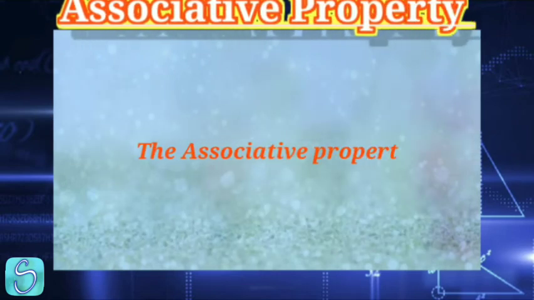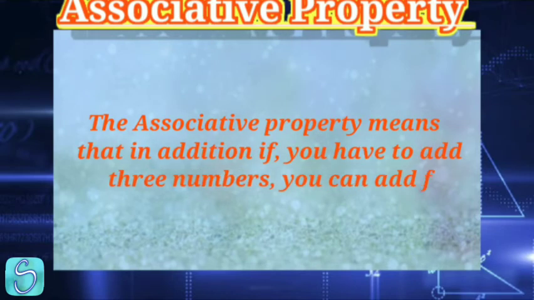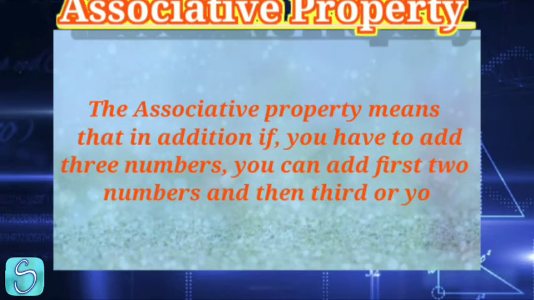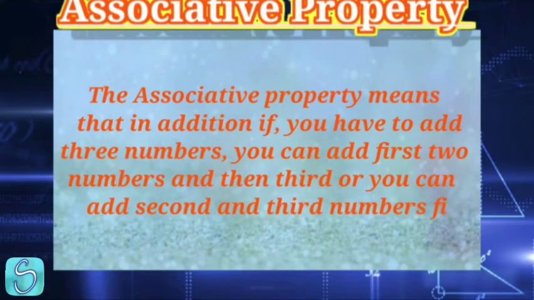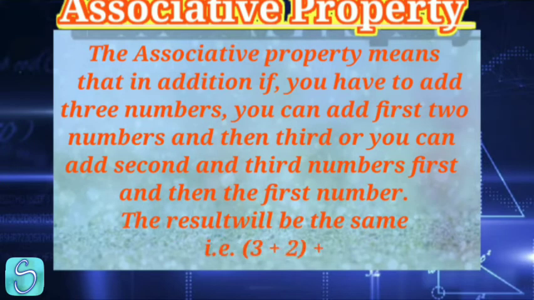The associative property means that in addition, if you have to add three numbers, you can add the first two numbers and then the third number, or you add the second and third numbers and then add the first number. The answer has to be the same. For example, (3 + 2) + 5 or 3 + (2 + 5). The answer has to be the same.